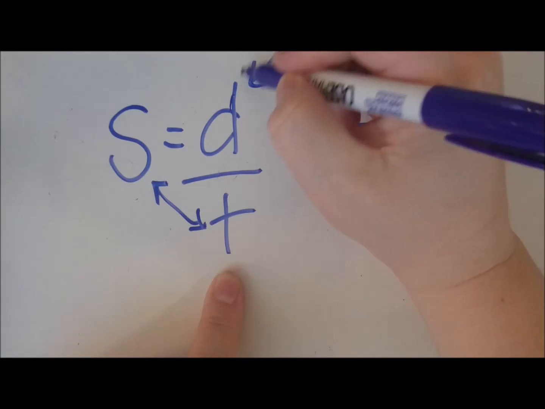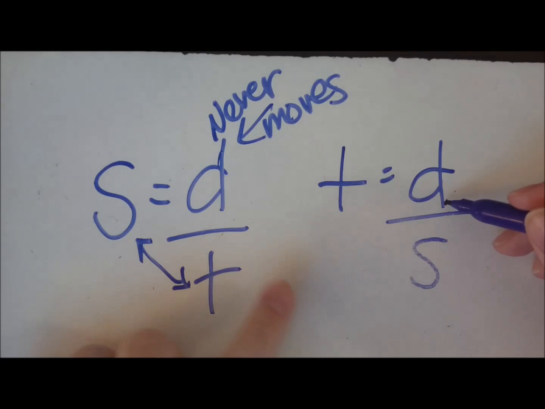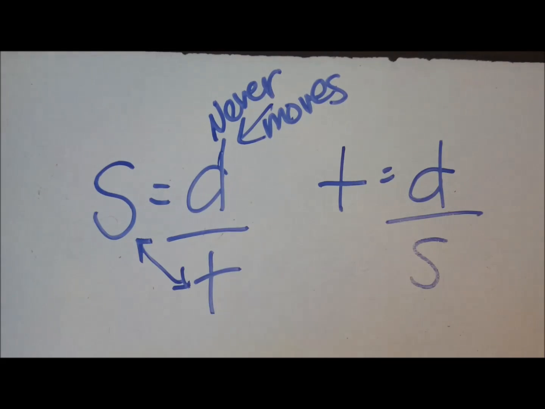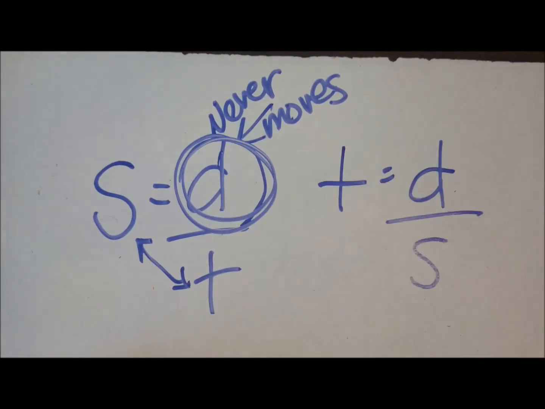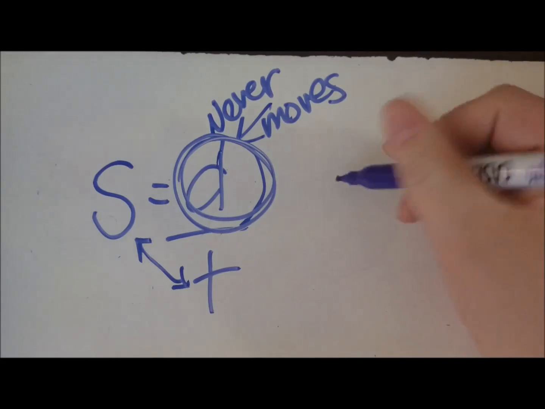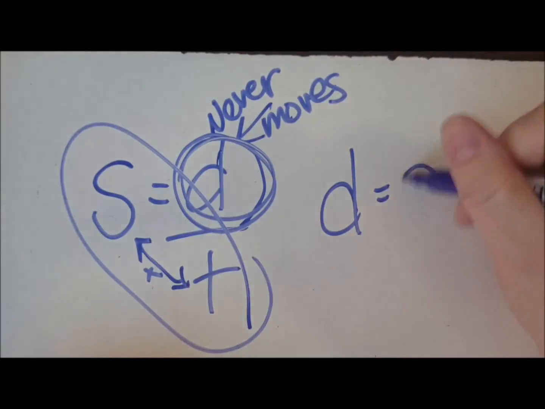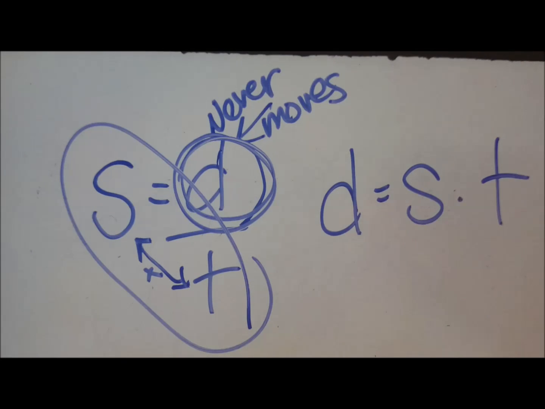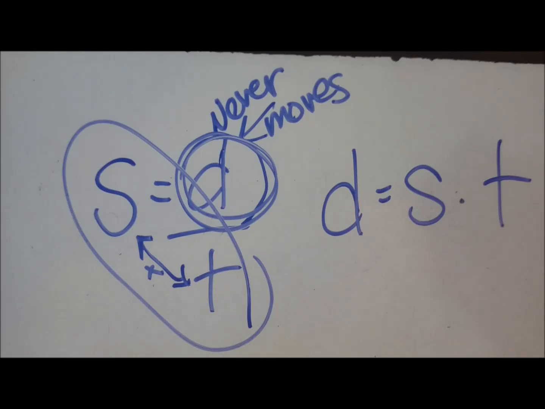This guy never moves. And if you want to solve for the distance, and this applies for every equation, if you want to solve for the thing on top, distance is these two multiplied together. And that's going to work for every single equation. And I'll show you that again and again. But if you memorize this, then you don't have to think about it really hard, ever. You can just use your equations.